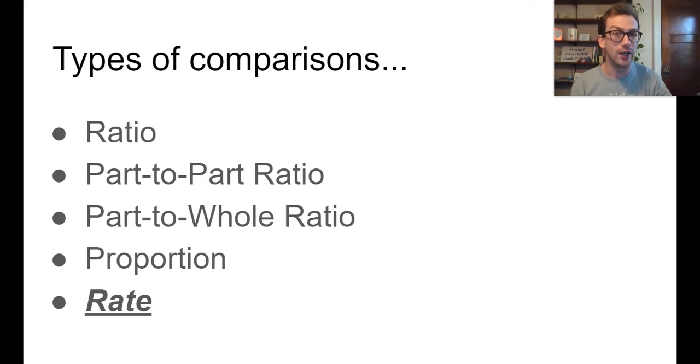We started talking about ratios, then special ratios like part-to-part ratios and part-to-whole ratios. We then wrote two ratios that are equal to each other, which we call a proportion. Now we're going to be talking about a rate.